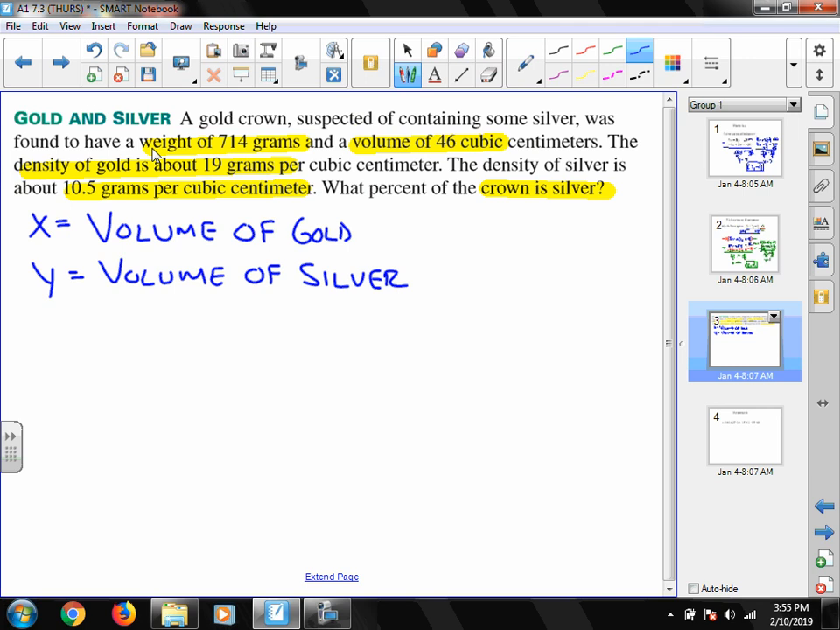Now, right away, I know that since I have a crown with a volume of 46 cubic centimeters, I'm going to use that piece of important information right away. If the crown has a volume of 46 cubic centimeters, I don't know how much of it is gold and how much of it is silver, but I do know that if I take the volume of gold plus the volume of silver, so x plus y, that has to equal the volume of our crown, 46.